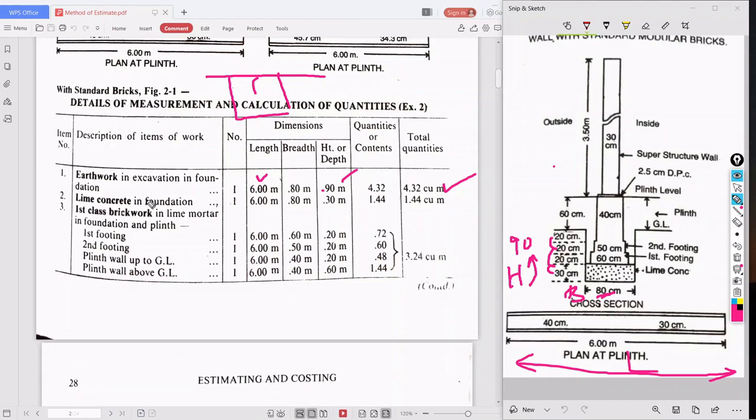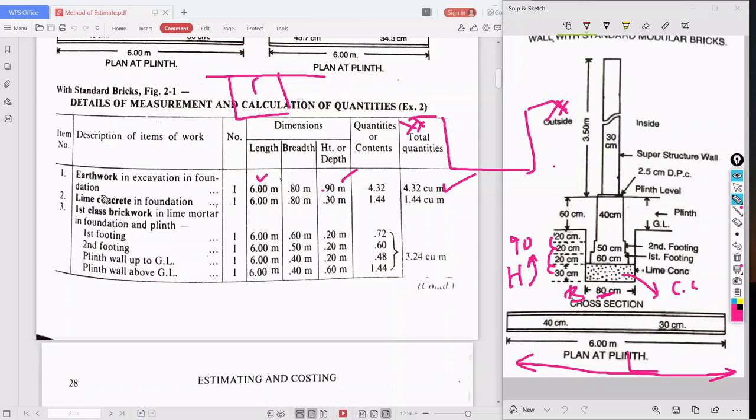Now we have dug out the trench, so our trench is ready. This is the ground level. Then what do we need to do? We need to add the CC bed, the cement concrete bed, which they have given as lime concrete. So right here, lime concrete in foundation.